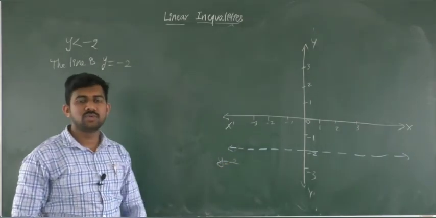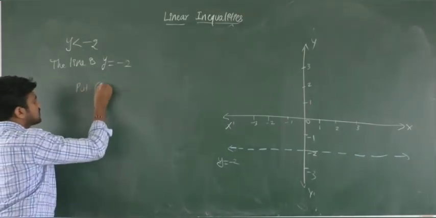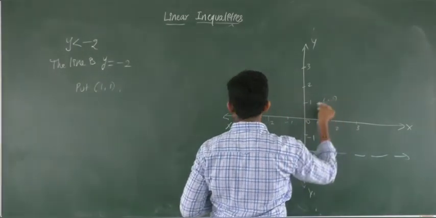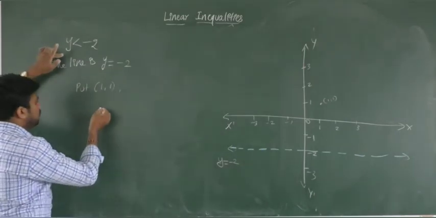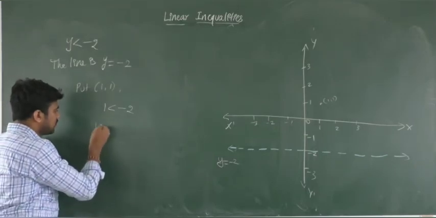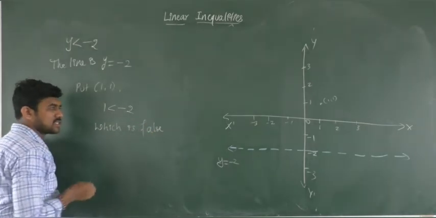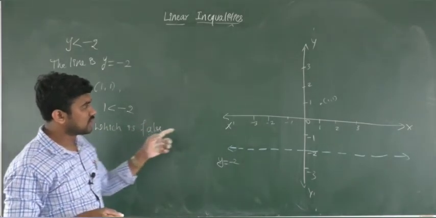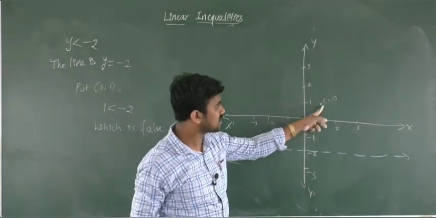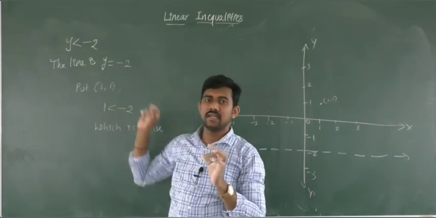Now to get the solution region, I'll consider a point. Again, simple point (1, 1). Substitute here, what will we get? 1 less than -2, which is false. 1 is not less than -2, 1 is greater than -2. So this is not a solution of the given inequation. So this point lies in the upper half plane. So the upper half plane is not a solution region of the given inequation.